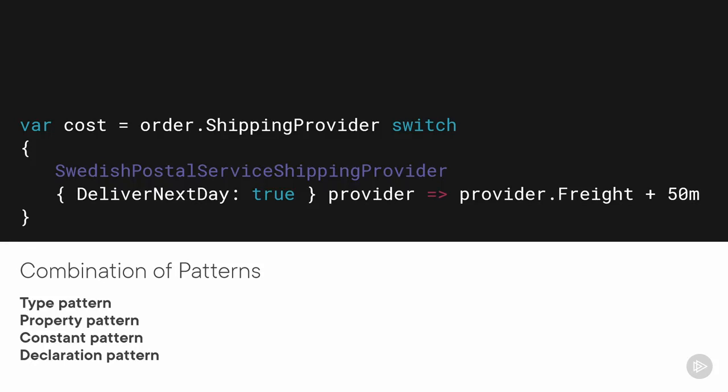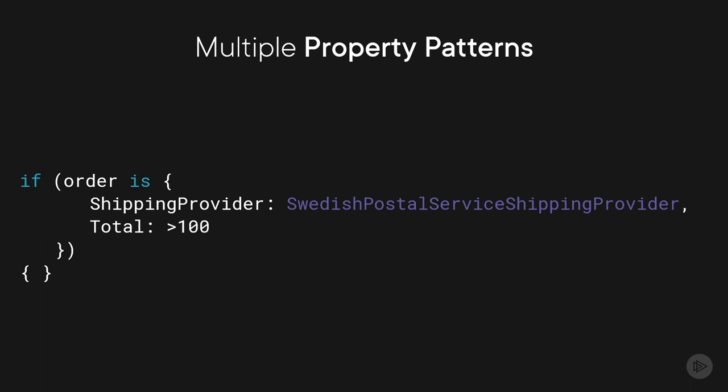You're not limited to just checking one property. You can write patterns for multiple properties by simply adding one after each other, separated by a comma. This is extremely useful if you don't want to rely on deconstruction. And in a lot of cases, using the property pattern makes it much more readable. It really depends on the situation.